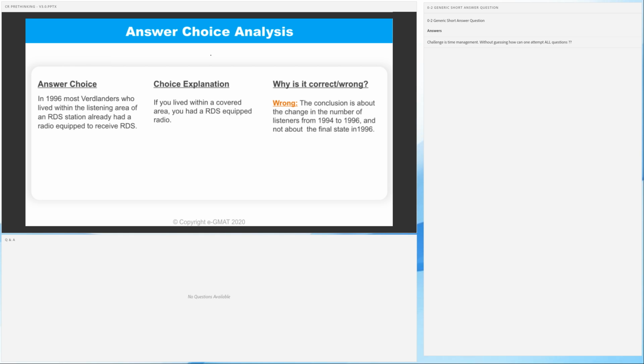Challenge is time management. Without guessing, how can one attempt all questions? Here's a challenge that I will give you. How long is the verbal section on the GMAT? On the current GMAT, how long is the verbal section? Okay, 65 minutes. What if I give you 80 minutes? Do you think you can get a V40 if I give you 80 minutes?